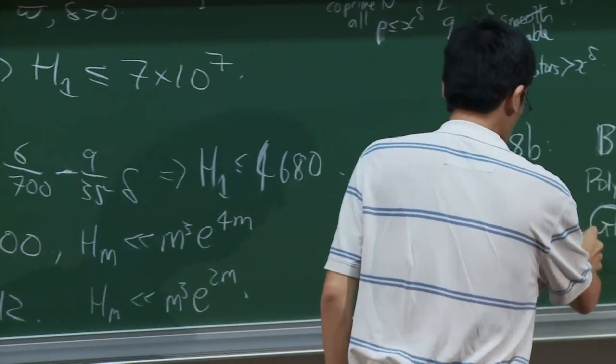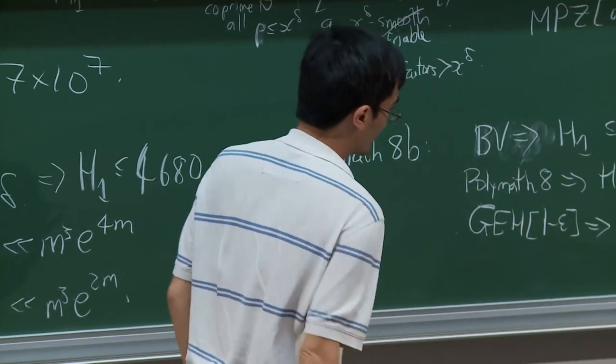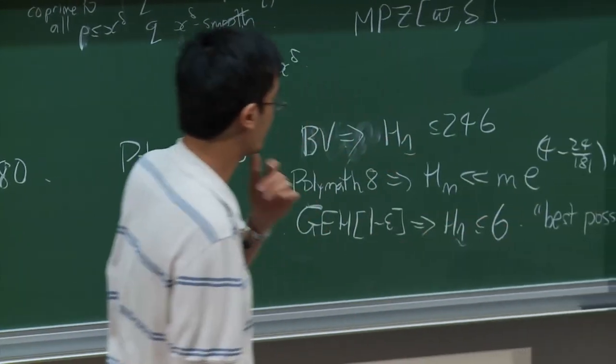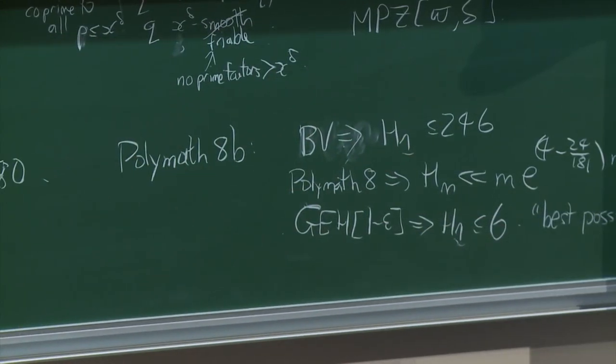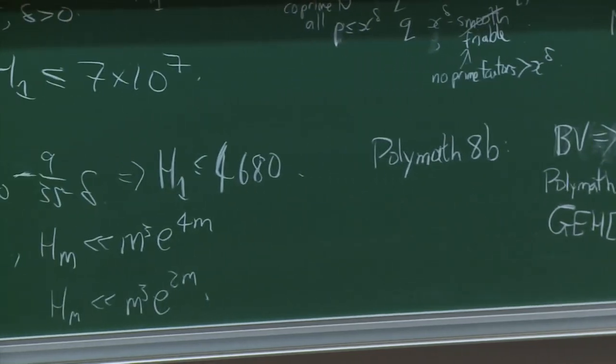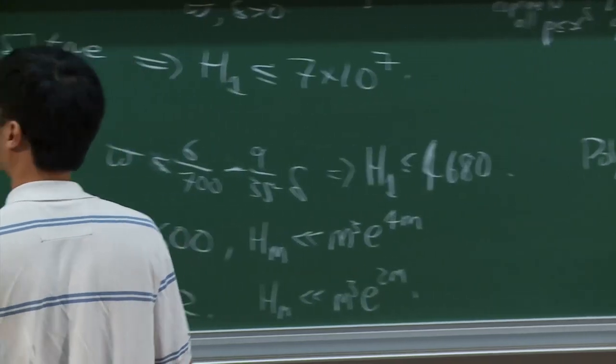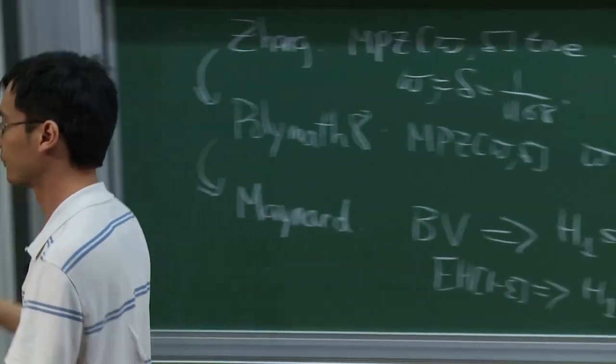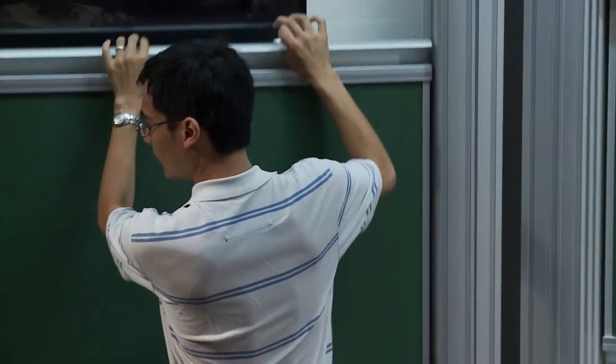But in principle, at least, if you have enough equidistribution, then you can get the optimal sieve theoretic result, which is 6. All right. So that's the state of knowledge of results. So let's talk about proof methods.